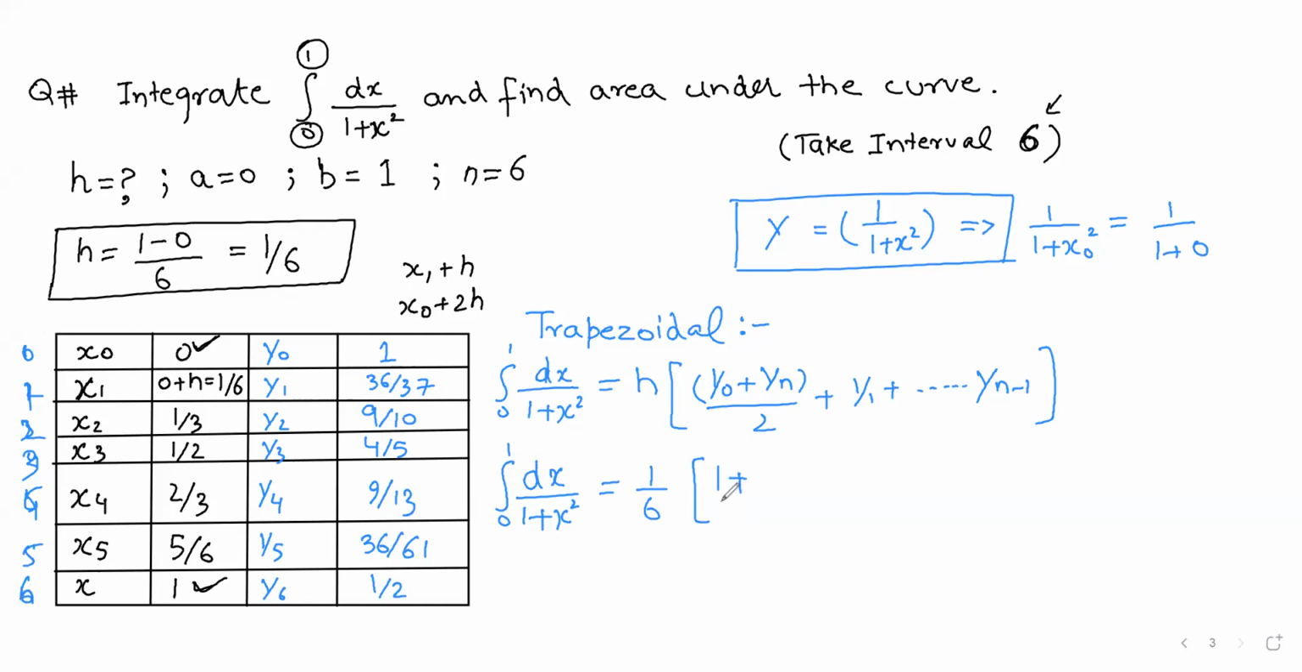So y naught will be 1 and yn is equal to 1 by 2, divided by 2, plus y1. What is y1? It is equal to 36 by 37, plus y2, which is 9 by 10, plus 4 by 5, plus 9 by 13, plus 36 by 61.